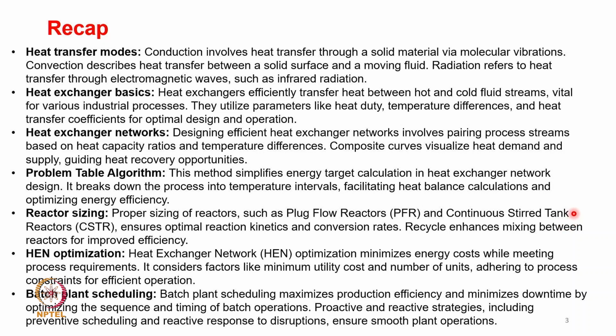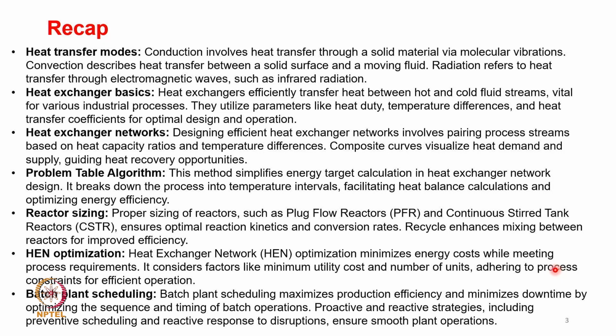From heat exchangers, we then moved to reactor sizing, where we did proper sizing of the reactors, especially PFR, which is plug flow reactor, and CSTR, which is stirred tank reactor, for optimal reaction kinetics and conversion. Then we also talked about the recycle reactor. We also talked about the concept of the attainable region, and how to geometrically compute it using reactor sizing.